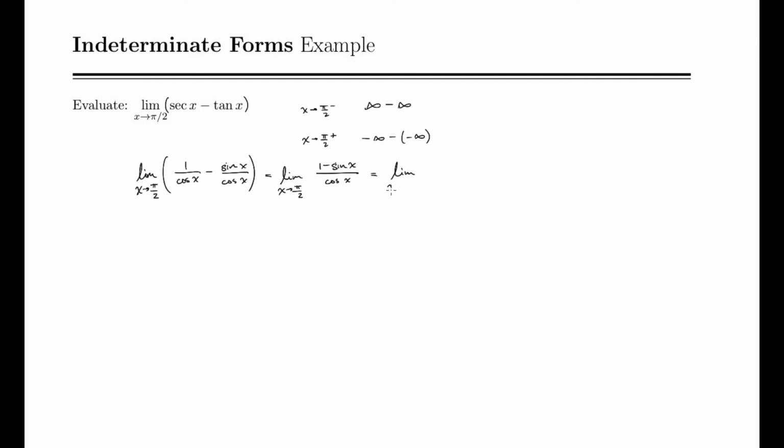So we can take the derivative of the numerator, which is negative cosine of x, and the derivative of the denominator, which is negative sine of x. And plug in pi over 2, we get 0 in the numerator and negative 1 in the denominator. And that's 0.